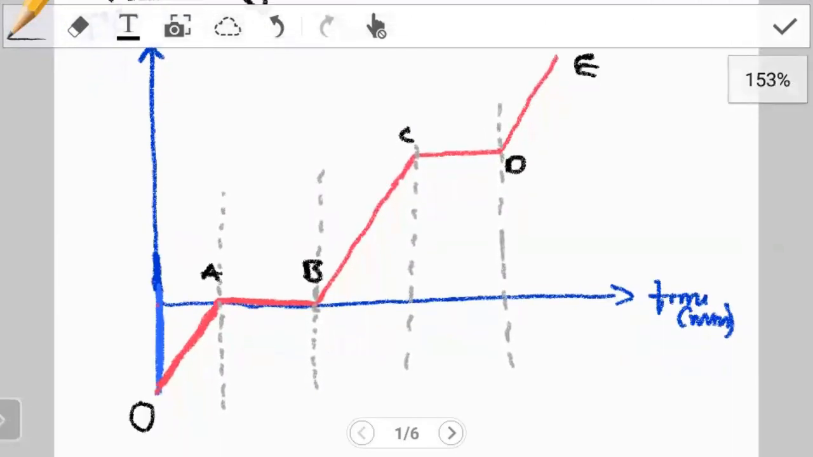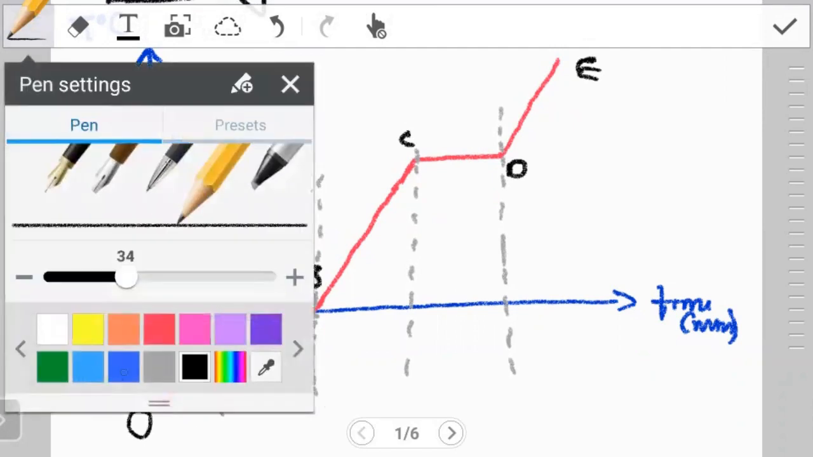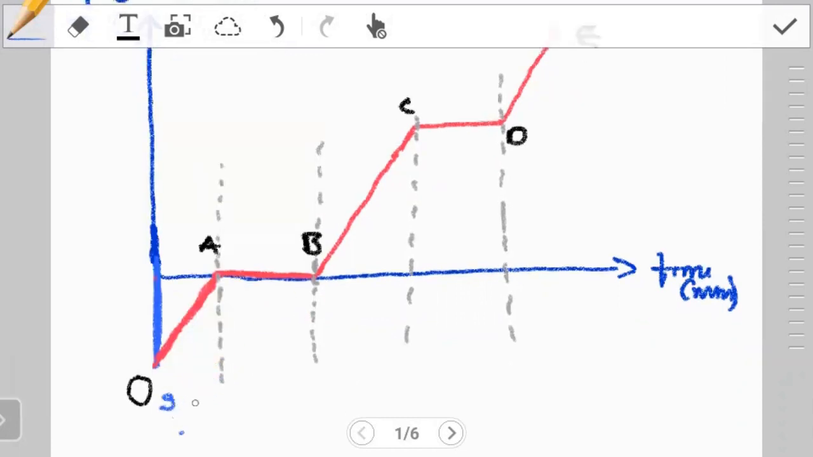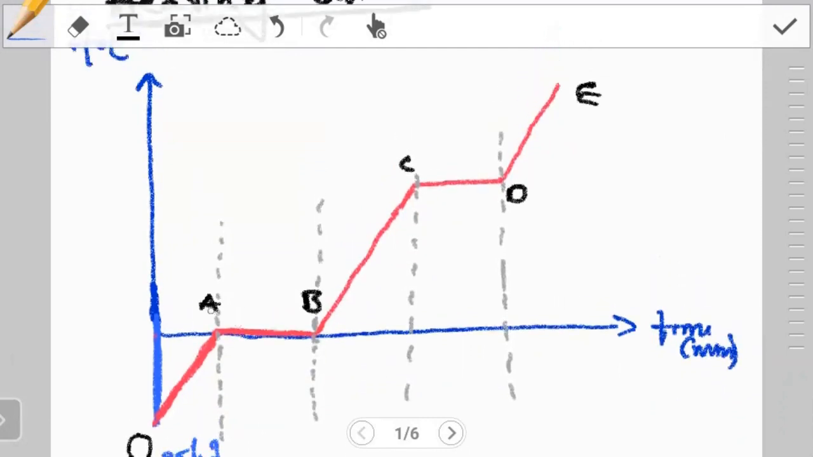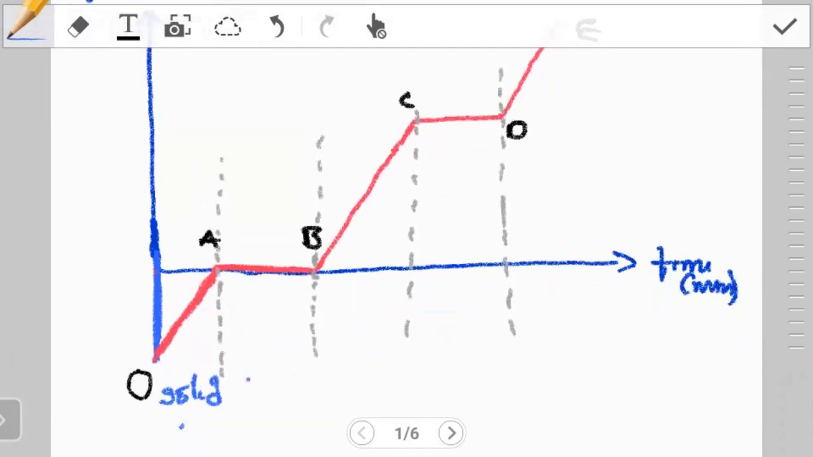Now, with that in mind, if you started with a solid, then from O to A, what you have is a solid. So let's have blue for that. From O to A, this substance is in solid state. And then as you move from A to B, I hope you guys remember, this is a combination because what you're saying is change of state. The substance is changing from solid to liquid.